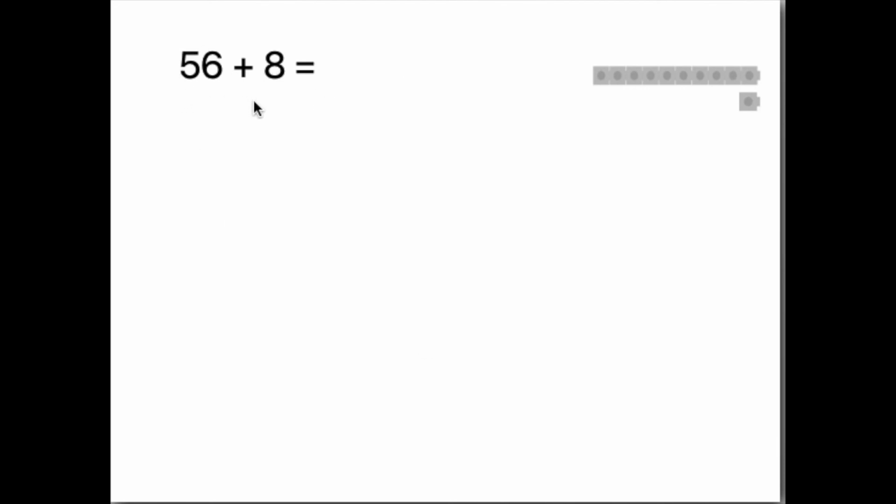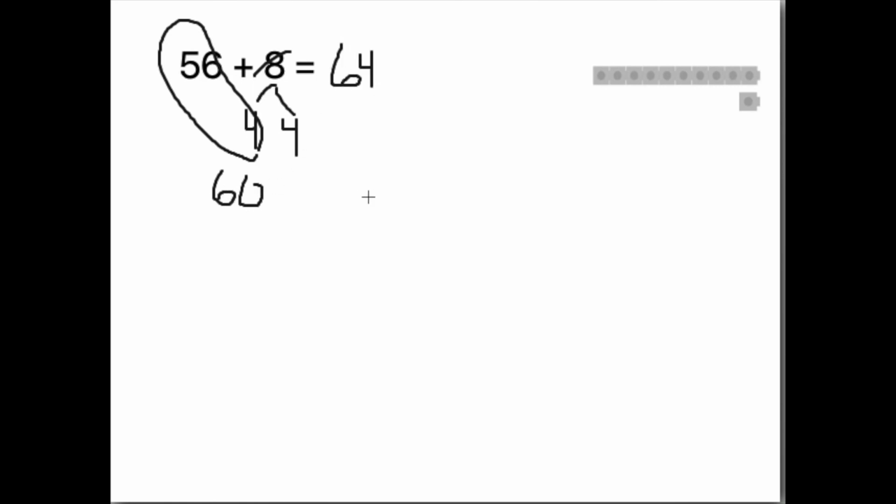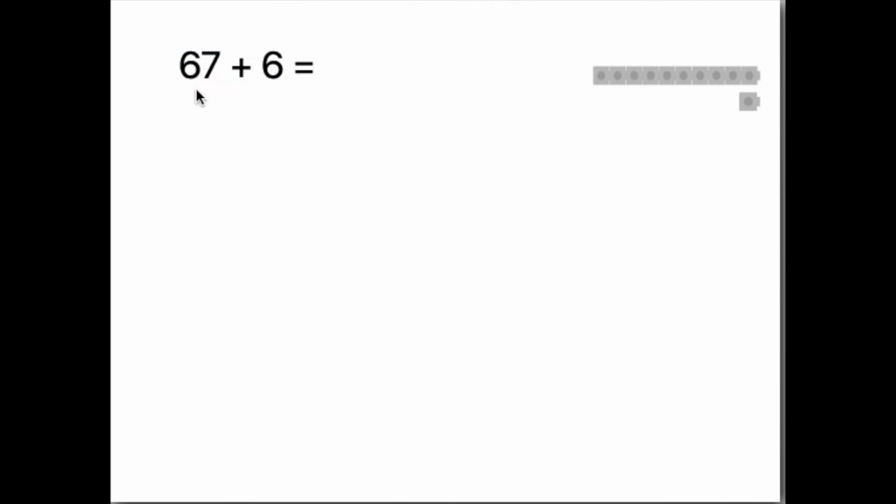Let's try another one. 56 plus 8. If I have 56, I know I'm going to need 4 to get to the next 10 of 60. So look here. I can break up my 8 and take a 4 out. If I take a 4 out of the 8, I know I'll have 4 left because 4 and 4 makes 8. 56 and 4 would get to the next 10 of 60. 60 plus 4 equals 64. 56 plus 8 equals 64.